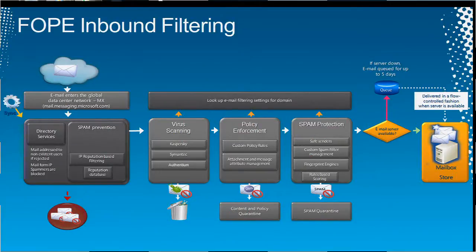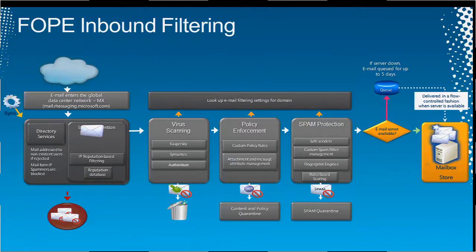This slide is an animated slide, and there's a lot of data on this slide. I'm going to drive you through the different layers of defense that FOPE provides for spam or unwanted email to enter into your organization. And you would see how hard it is for unwanted mail or spam to actually pass through FOPE. So the mail reaches FOPE as soon as you point your MX record to mail.messaging.microsoft.com. That could redirect to any of our global data centers.